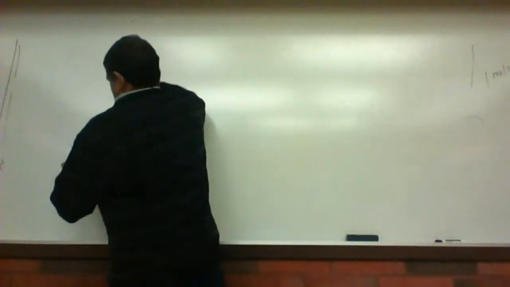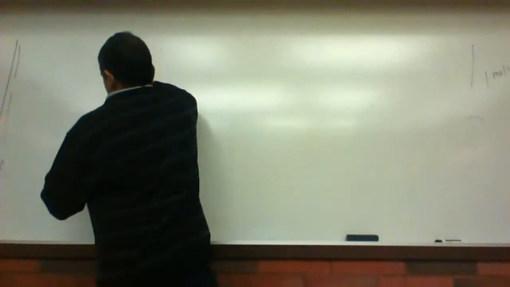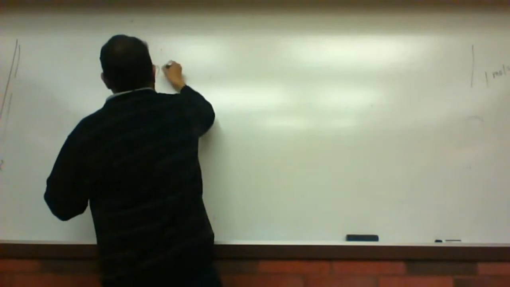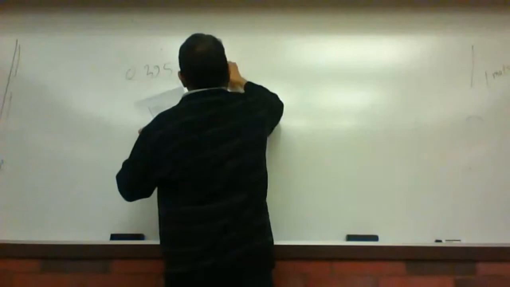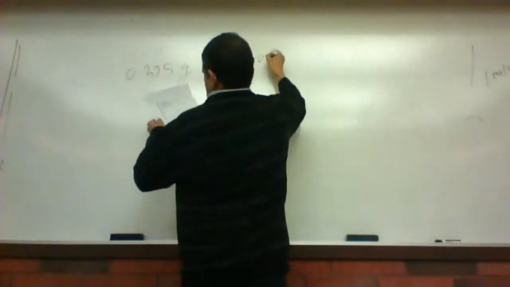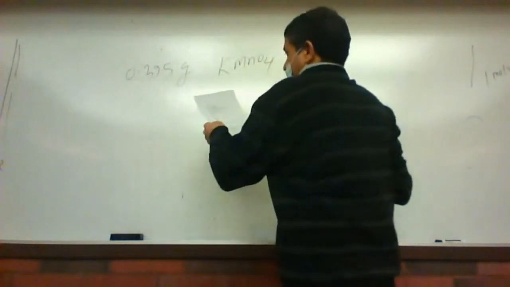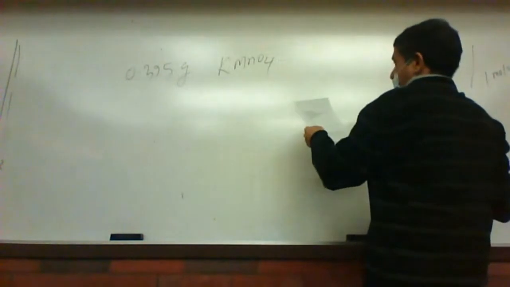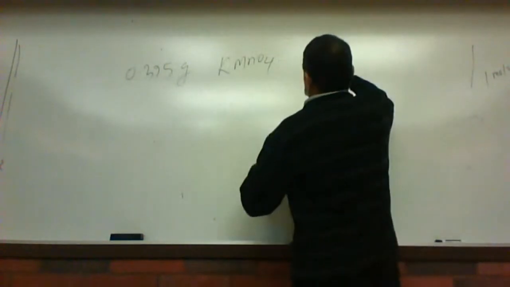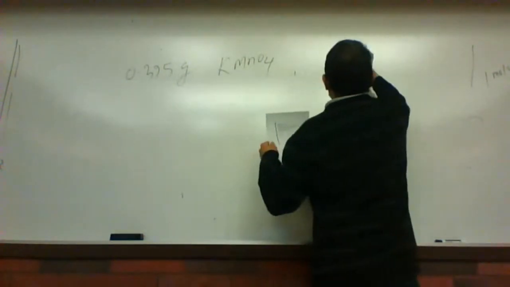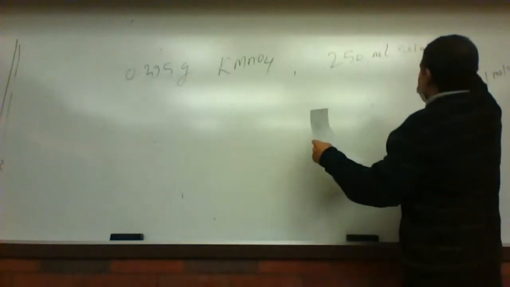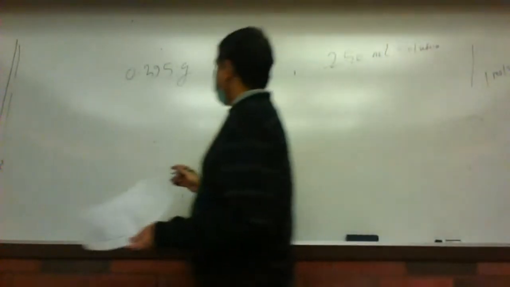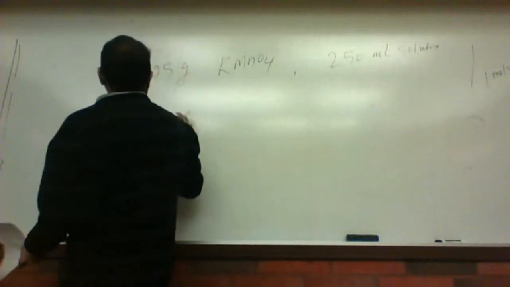This says you took 0.395 gram of potassium permanganate, KMnO4, and added water to 250 ml. So 250 ml solution. Now what is the molarity of this one? We need to find the molarity.